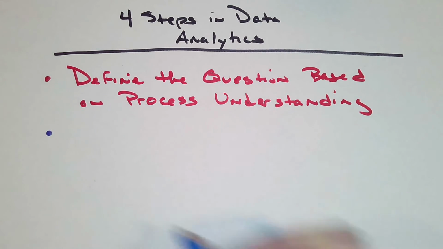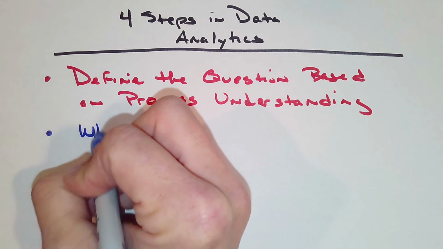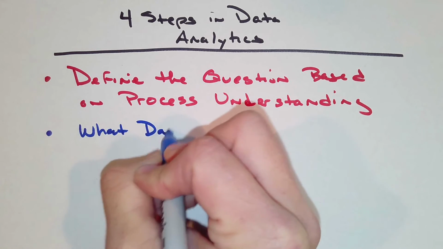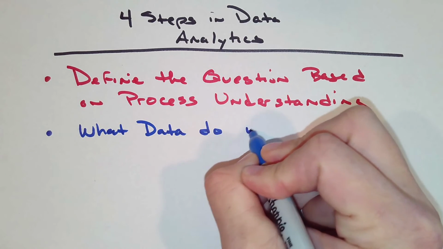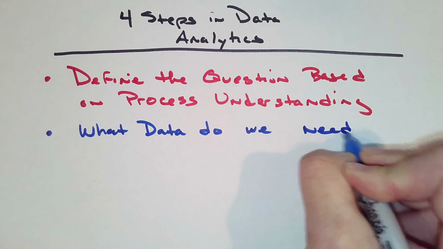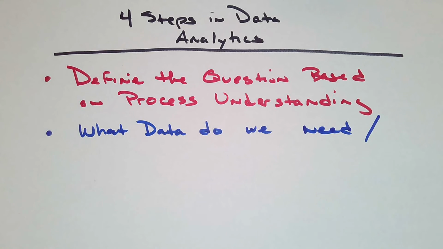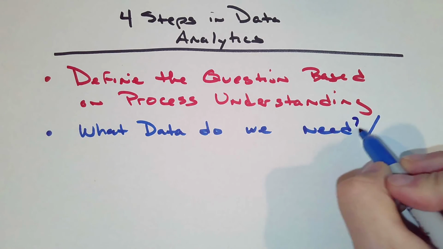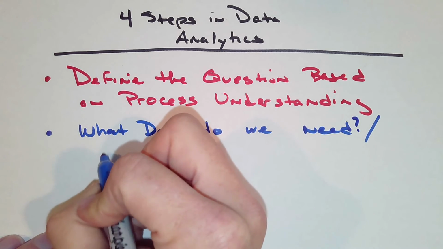So what data do we need? And what data do we have? Of our needs, what do we have? What happens is we start thinking about our needs versus what we've got. And what we may find is I may not have exactly what I need, but I might be able to construct what I need. So, what data do we need? And what data do I have?